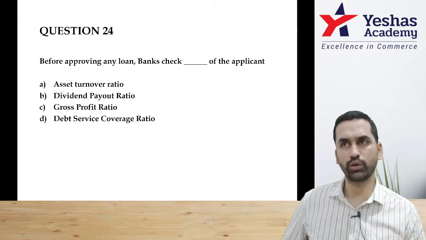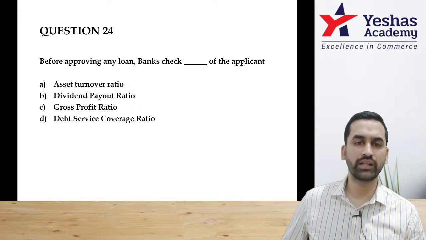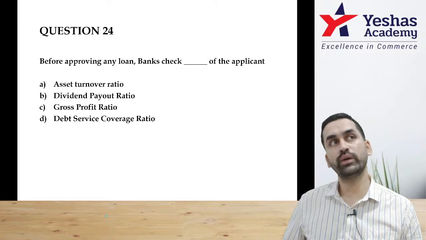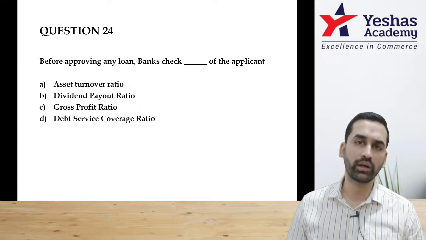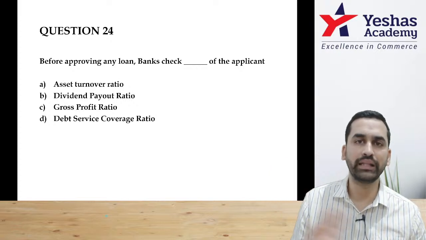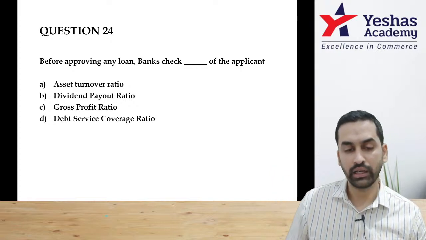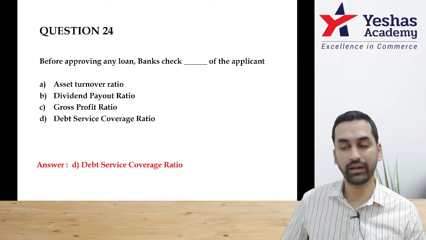Will they check asset turnover ratio? Definitely not. Why will bank be interested to know how much turnover you're generating using your assets? That doesn't matter. Bank is worried about whether you have enough ability to pay EMI or not, monthly installments. Correct. That means they check debt service coverage ratio, DSCR.